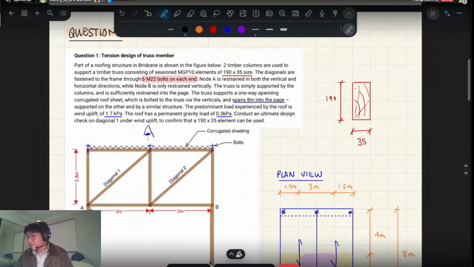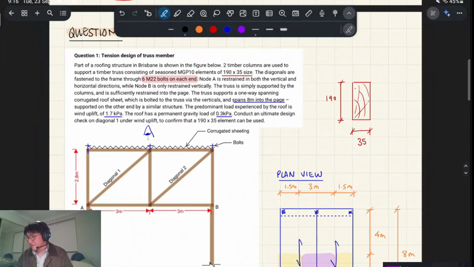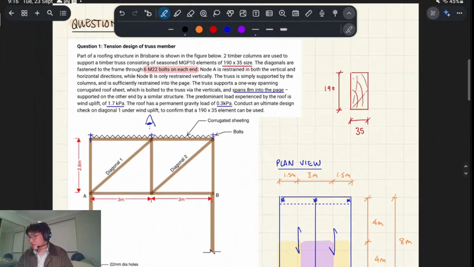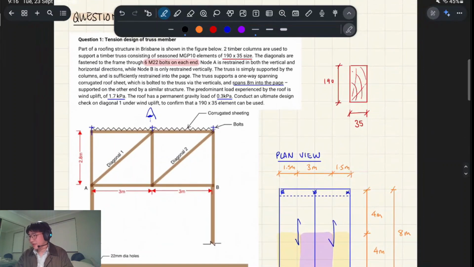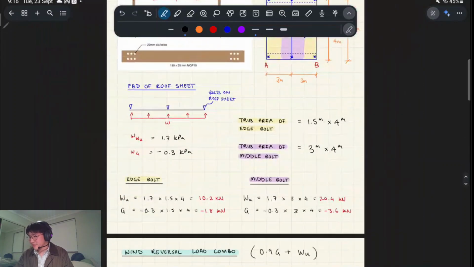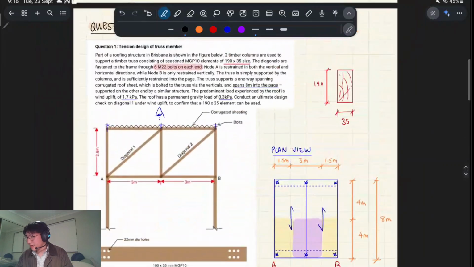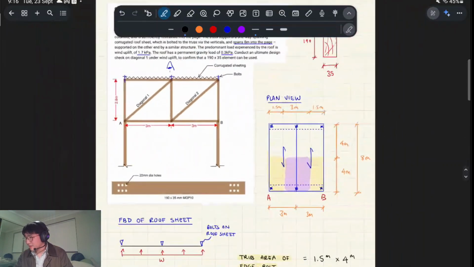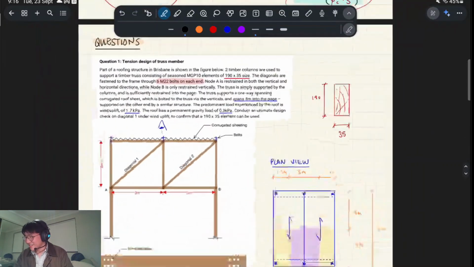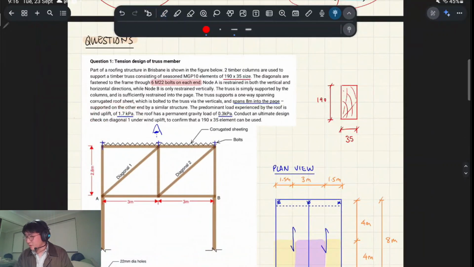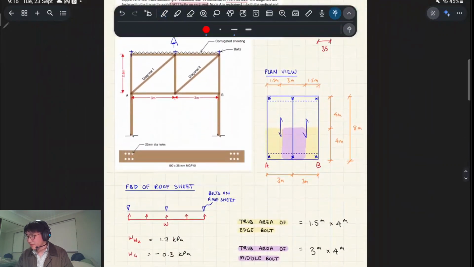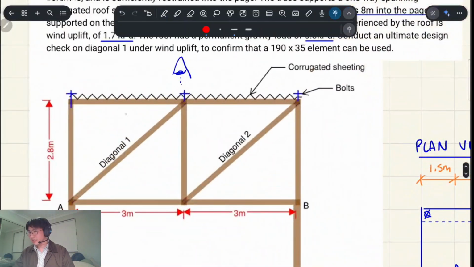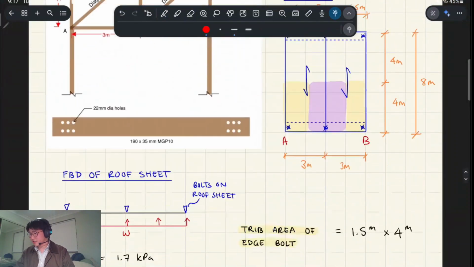That said, here we've got the first question: tension design of a truss member. It shouldn't be too hard to handle. We have a truss, and we have wind being applied to the truss. I don't even remember what this question was. Here we go. It was uplift of 1.7 kPa on the roof sheeting. It pulls up on the bolts, which causes basically an upwards force on these, and then a subsequent reaction.